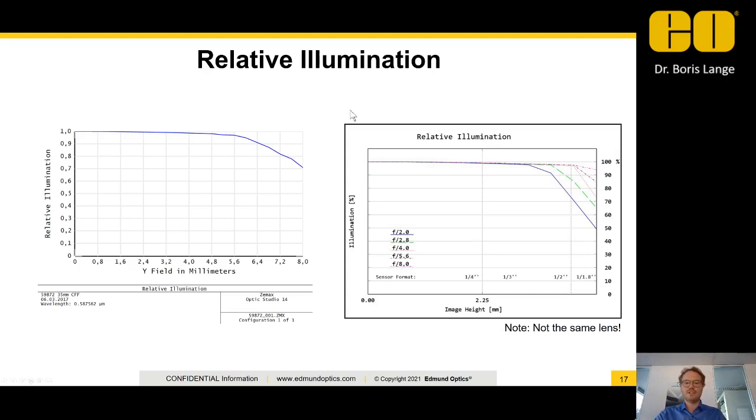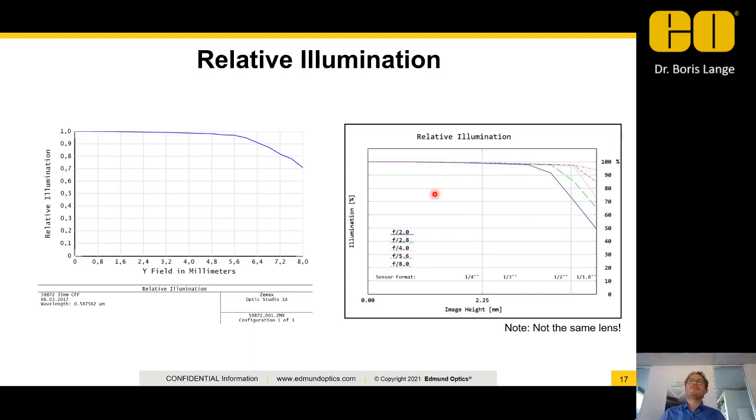So this is what you can see over here on the right hand side. We start at f/2 and the blue line, which, by the way, is not the same lens now. So this is a separate piece of data, but it's good enough to show the principle. At f/2, RI drops all the way down to 50%, but if you increase the f-stops with each click, 2.8, 4, 5.6, and 8, you can see the RI is improving and improving and improving.